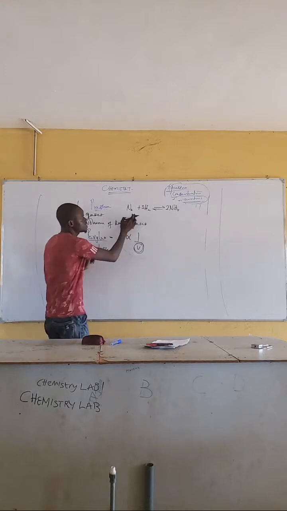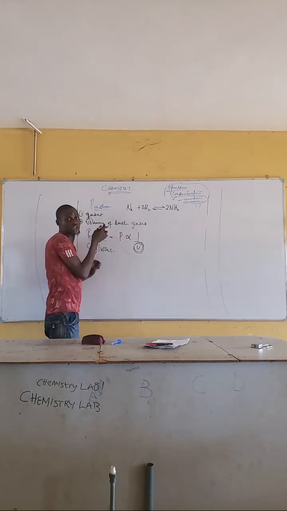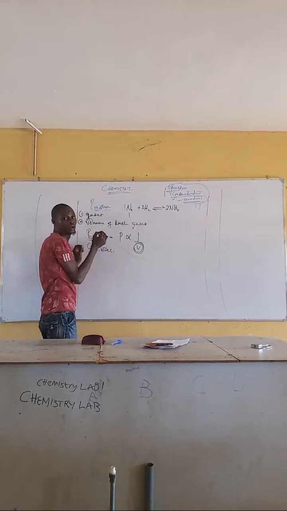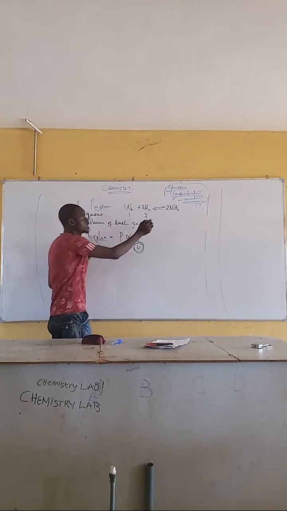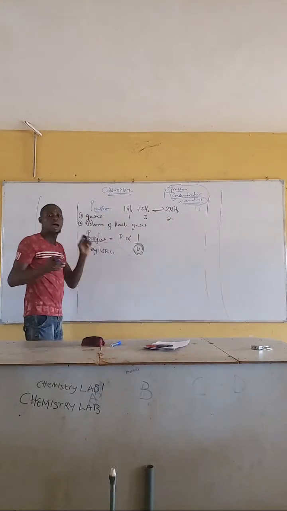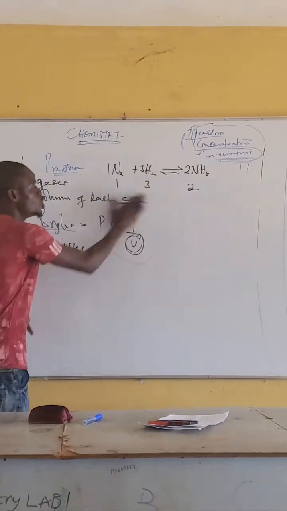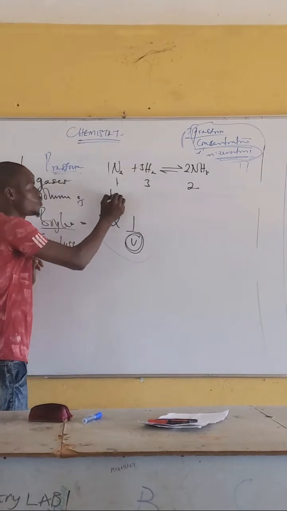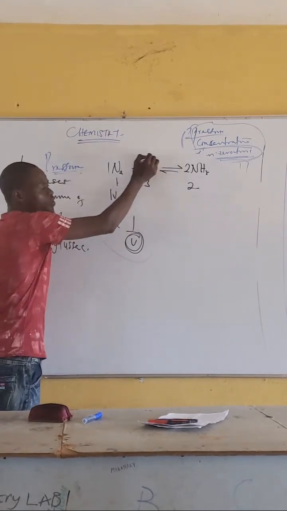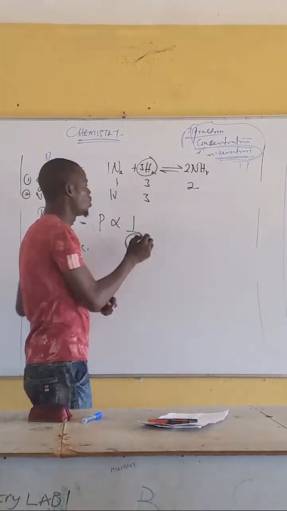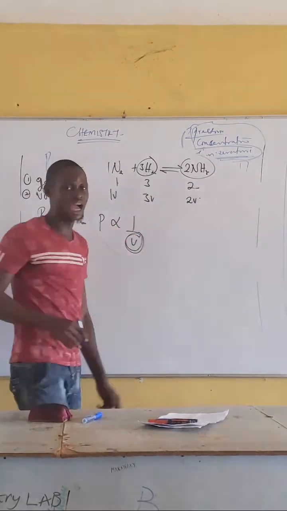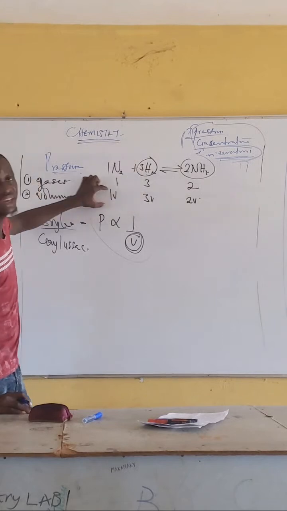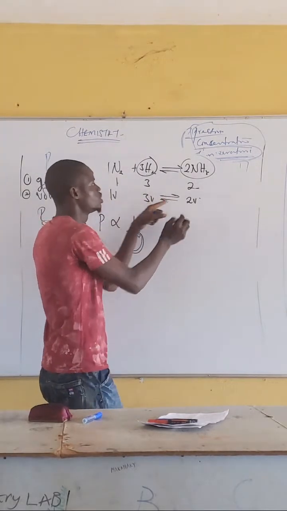Before these gases can react, according to Gay-Lussac, the number of moles of gases reacting here is 1 mole, here is 3 moles, and here is 2 moles. But Avogadro's law changes that mole to volume. So 1 mole means 1 volume of nitrogen, 3 volumes of hydrogen, while here I have 2 volumes of ammonia. So 1 volume of nitrogen and 3 volumes of hydrogen are the reactants, while the product is 2 volumes of ammonia.